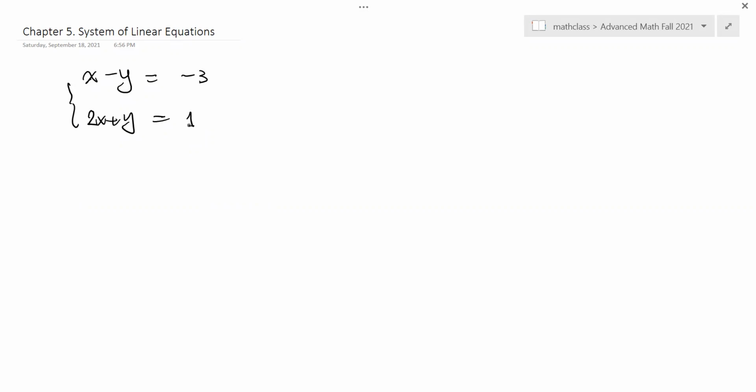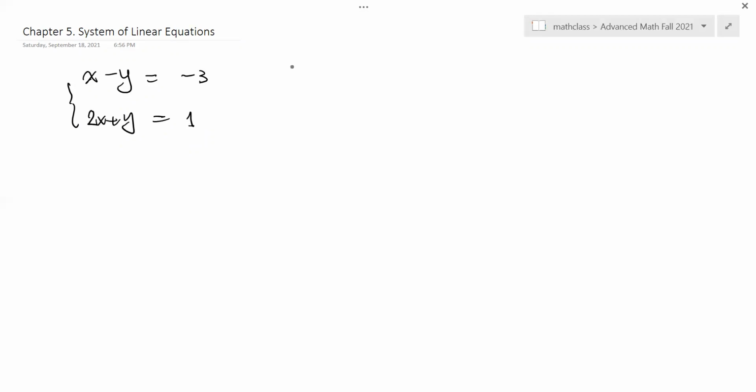I do not say that you can always get unique values for x and y. Sometimes you have no solution. Sometimes you possibly get infinitely many solutions. But in general, you are only going to get a unique solution. Two equations, two variables.